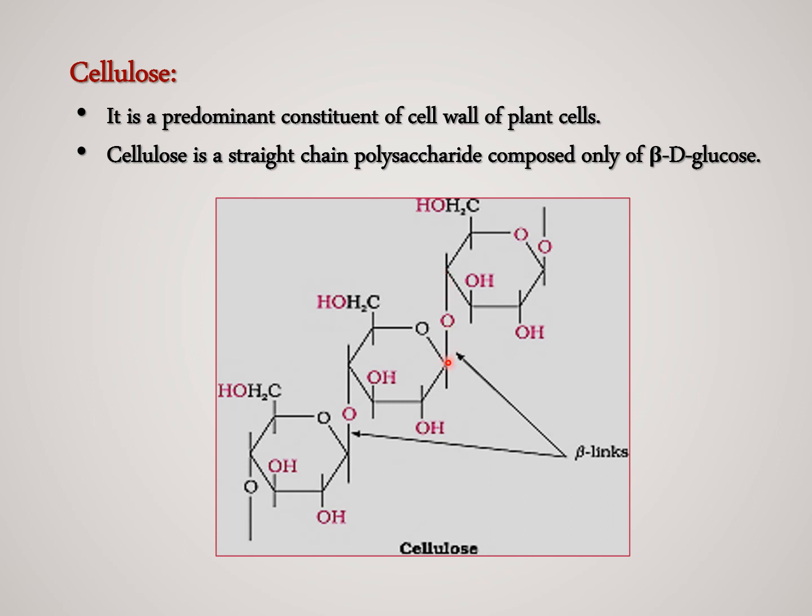Carbon number 1 of the next glucose molecule has OH above the plane, and these react together, losing water and giving us beta glycosidic linkage, where the linkage is between carbon 1 of one glucose molecule and carbon 4 of the other glucose molecule. So it is indeed a linear polysaccharide, having an extensive number of hydrogen bonds, which provides the rigidity to the structure of cellulose.